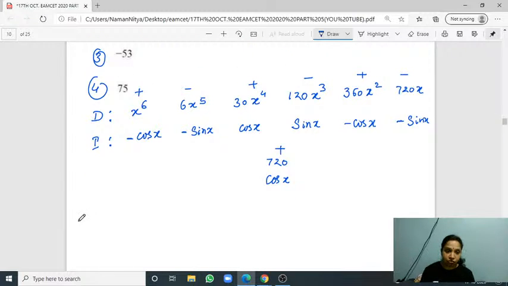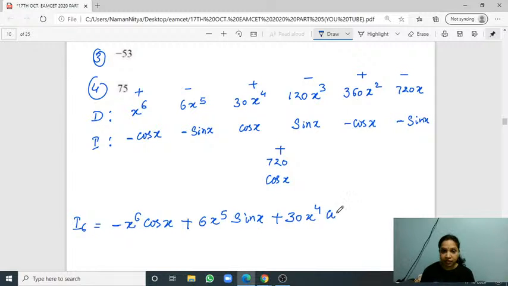With the help of this, we can just write I6 value. So what will be I6? Just multiply and add with the proper sign. My sign also you have to multiply. So here plus sign, so I'm getting minus x power 6 cos x. Here minus minus, so it will become plus 6x power 5 sin x. Here both are plus, so plus 30x power 4 cos x. Here again minus plus, so minus 120 x cube sin x.